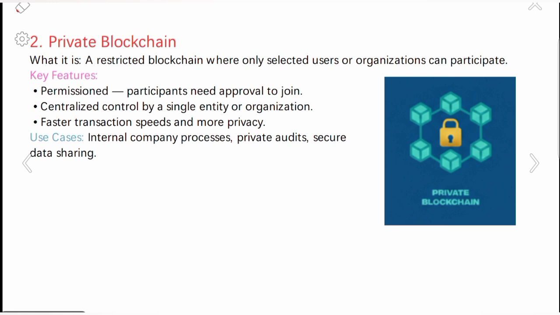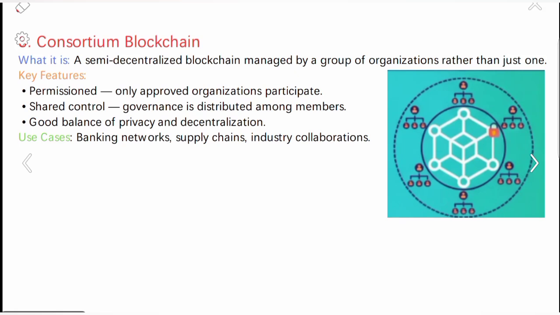So use cases are internal company processes, private audits and secure data sharing. Next, consortium blockchain. It is a semi-decentralized blockchain managed by a group of organizations rather than just one. It is semi-decentralized because here a group of entities have central control over the blockchain.